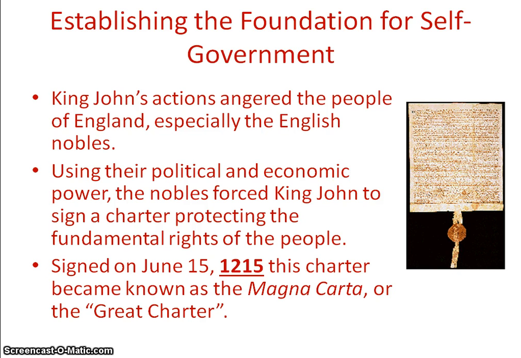So your foundation, again, for self-government comes from King John's actions that are angering the people of England, especially the English nobles. So they use their political and economic power in order to force King John to sign a charter protecting the fundamental rights of the people. This charter is known as the Magna Carta, or Great Charter, and it is signed on June 15th of 1215. So the Magna Carta in 1215 will limit the power of the English king. That's my little rhyme to help you remember it.